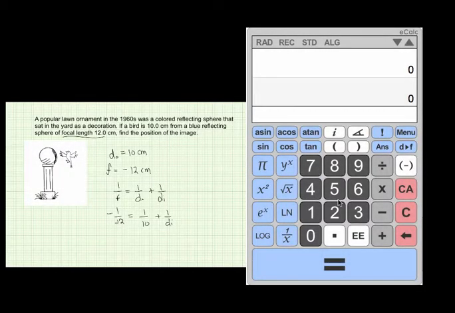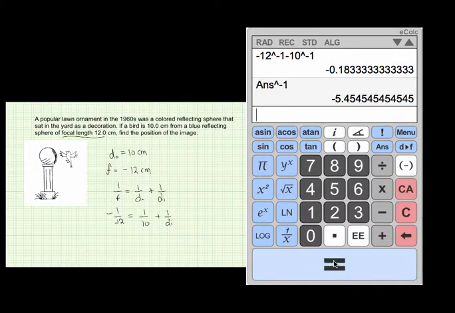Okay, let's do our last calculation. And this time we're starting out with a convex mirror. That means my focal length is negative. So I'm going to start out with a negative 12. I have to hit the 1 over x button, minus the object distance, which was 10. I have to remember to hit the 1 over x button again, and when I do that, I get negative 0.1833, but that is going to give me the 1 over di, so I have to hit the 1 over x button again, and when I do that, I get a negative 5.45.